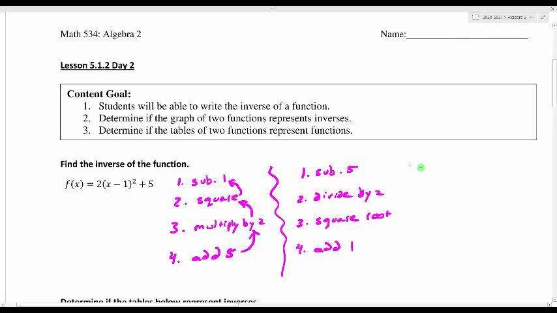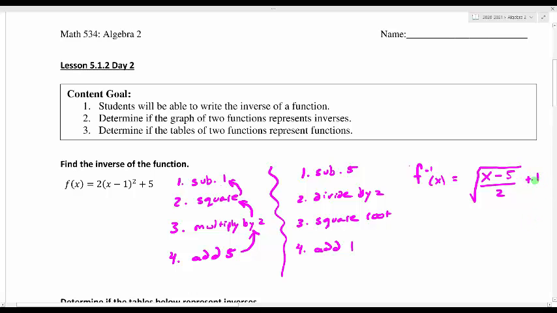So I'm going to come over here and make sure I use good notation. I'm going to say f inverse of x. That -1 indicates an inverse. And then what I like to do is write my x over here, because this is the thing we're doing stuff to. x represents that input. So the first thing I need to do is subtract 5. Done. Then it wants us to divide by 2. Done. And then it wants us to square root. Done. And then it wants us to add 1.